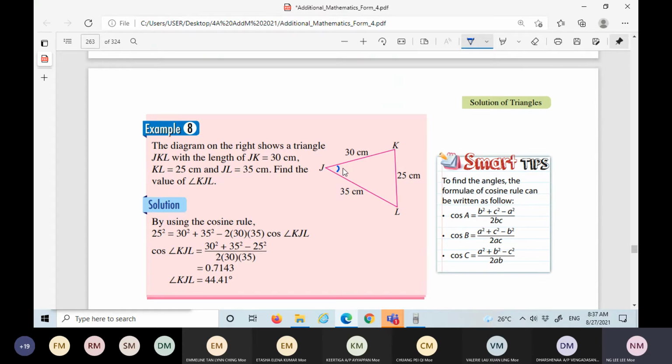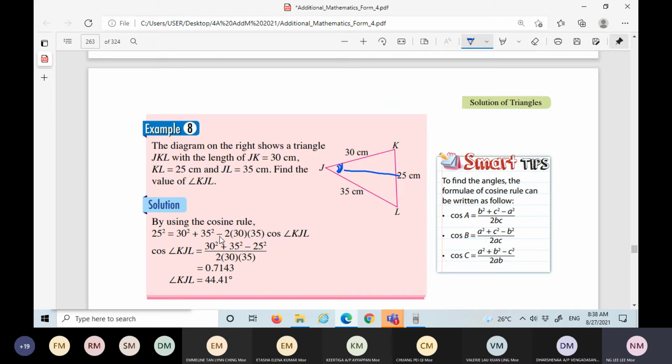KJL. Okay, this is the angle they want to find. Same thing: the side opposite the angle will be the subject. So 25 squared equals the other two lengths, 30 squared plus 35 squared, minus 2 times 30 times 35 times cos of this angle.